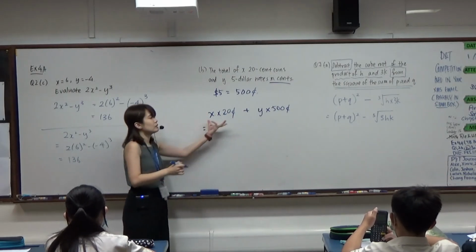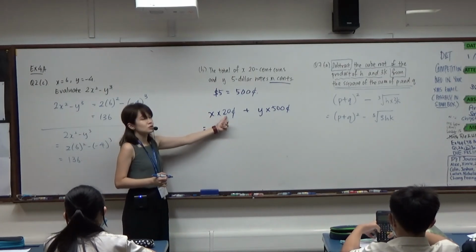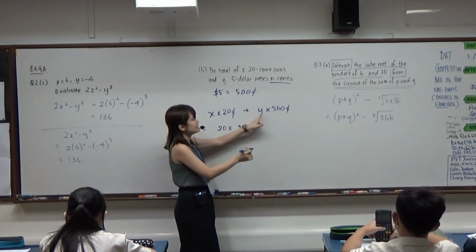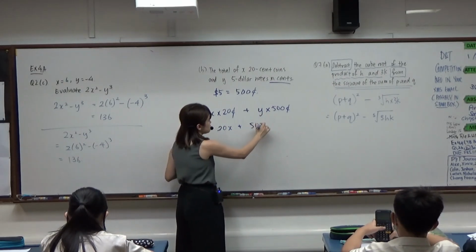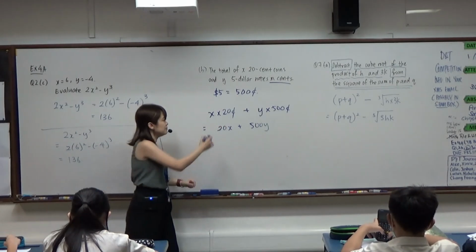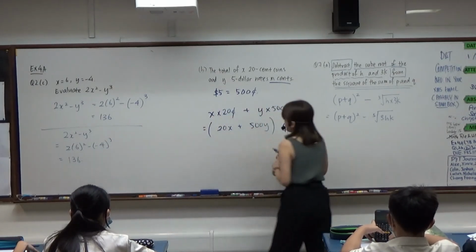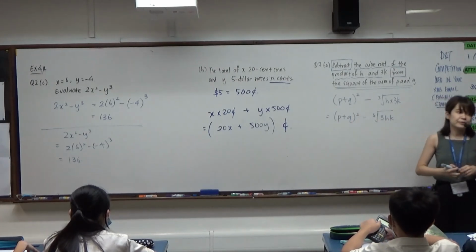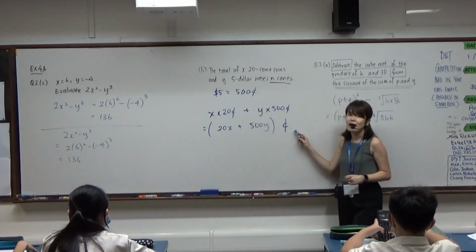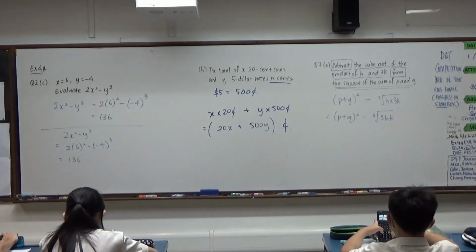So, usually we don't have units within our algebraic expression. So, I can just take x times 20, that is just 20x, plus y times 500 is the same meaning as 500y. Okay, so this is the amount of money, and then I can put brackets, and then I'll put my unit cents on the outside. Understand? Okay, so usually in algebra, we don't put units inside, we place it all outside after we are done with the so-called calculation. Okay?